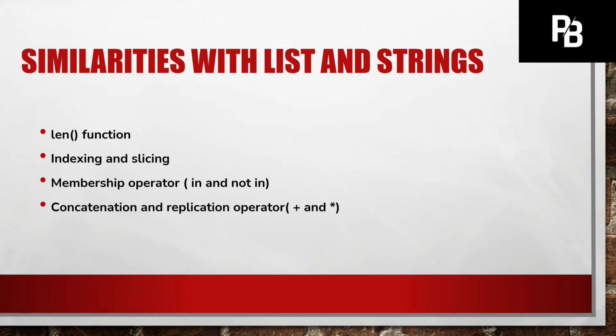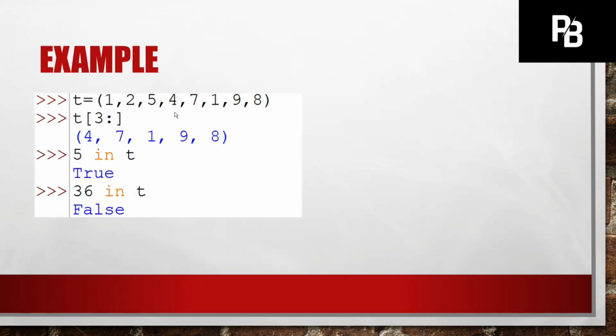Let's take a few examples so you can really understand these topics. I have one tuple. Now I just want to use the slicing operation. So I write T, where T is the tuple name, 3 is the starting value, the ending value is not there, and the step value is also not there. Then what happens? That means by default it is 1.